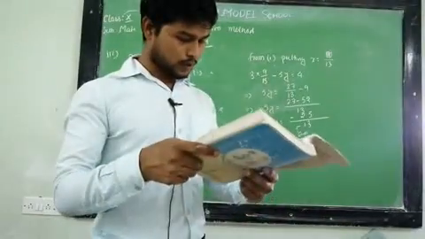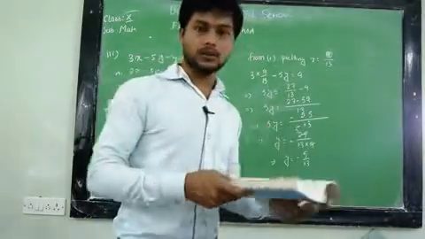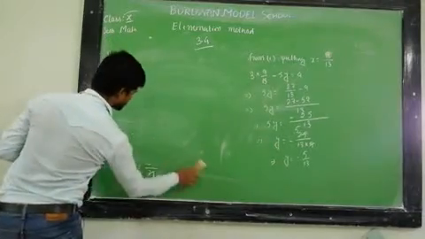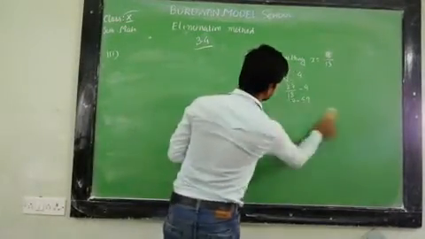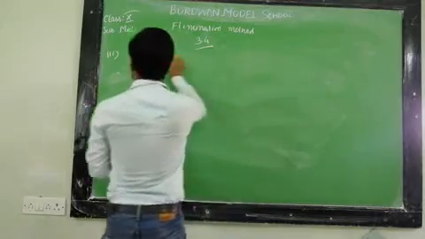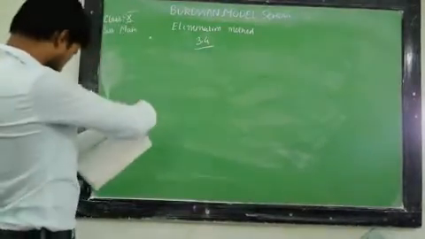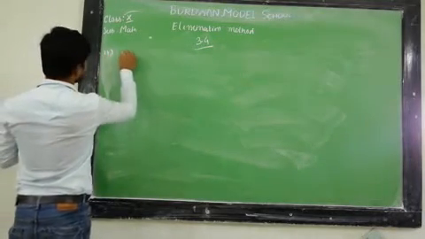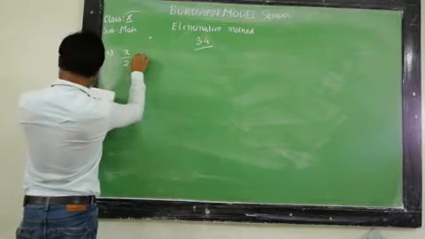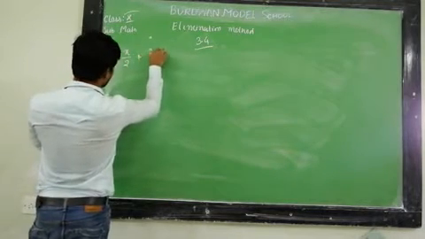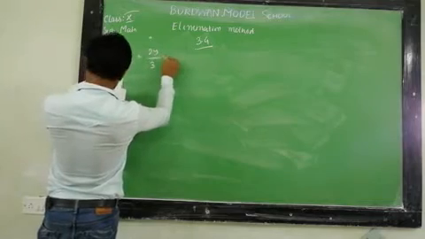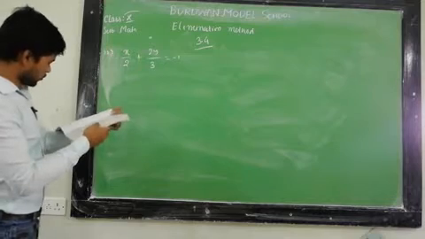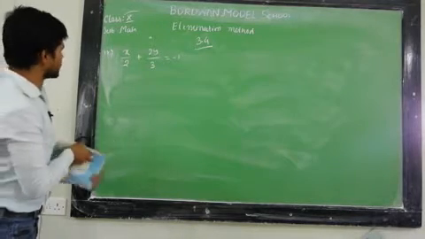Okay, let's choose another problem. Suppose question number 4. Question number 4 is, first equation is x by 2 plus 2y by 3, which is equal to minus 1.